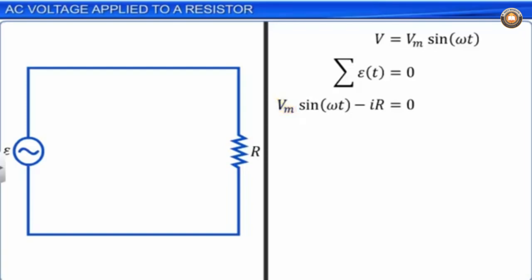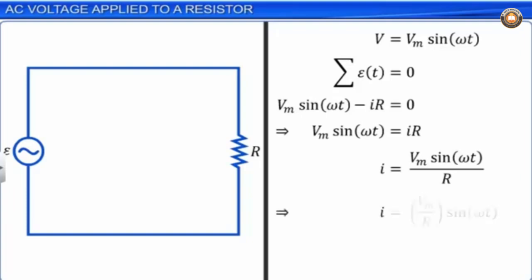Here, Vm sin omega t is the potential across the given voltage source. The second term IR is due to the fact that if a current of magnitude I passes through a resistor of resistance R, the potential fall across it can be denoted by the term IR. Solving this equation, we get the expression for current as I = (Vm/R) sin omega t.